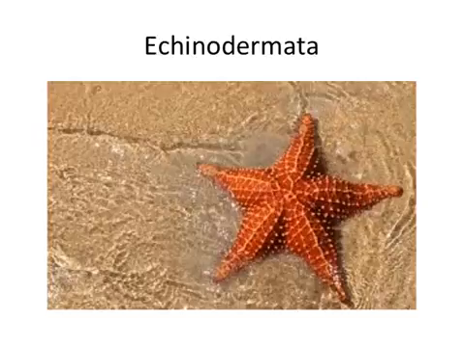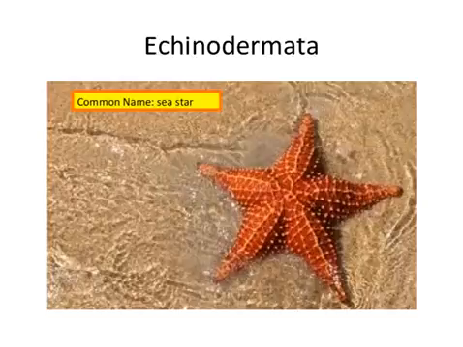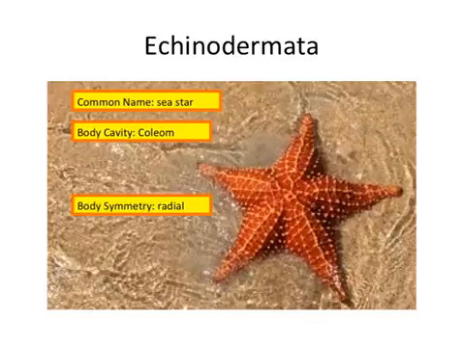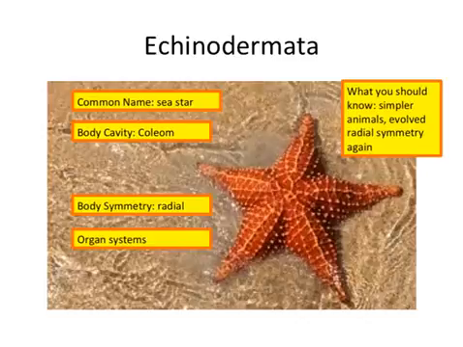Our last phyla is phylum Echinodermata. Their common name is sea star, but it also includes brittle stars and sea urchins and sea lilies. They have a body cavity. They are radially symmetrical. They have organ systems. And what you need to know is they are simpler animals, and they involved radial symmetry again. So they came from a bilateral ancestor, but they evolved the radial symmetry again in the adults.